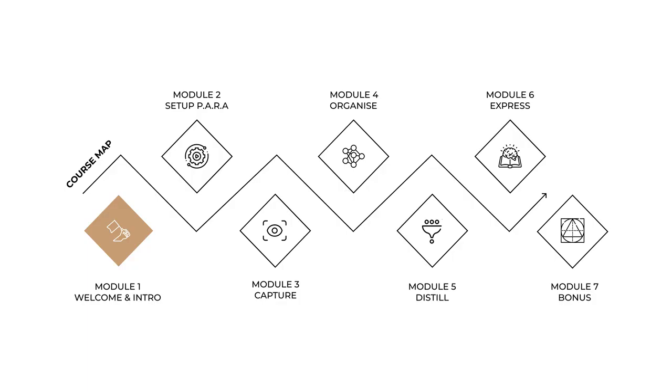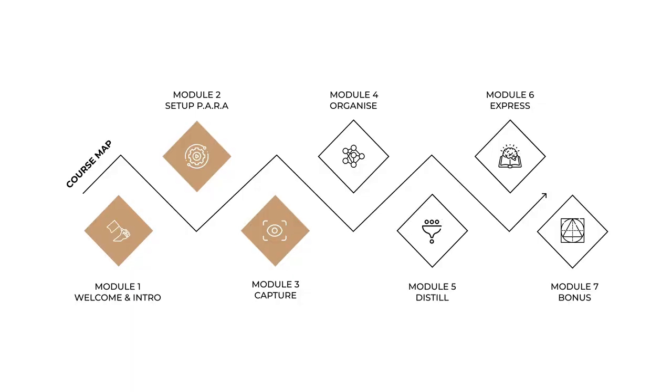The first module, which you're already in, is an introduction, where I'll be getting you ready to make the most out of this course. In module 2, we'll be implementing the Power framework, which is the backbone of your second brain in Notion, and personalizing it a little bit. We'll then shift gears into module 3, where you'll be learning about the methods for capturing information to put in your second brain. Module 4 is all about the methods for organizing what comes into your second brain.